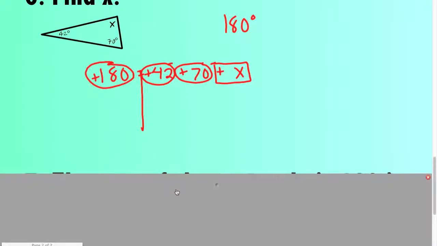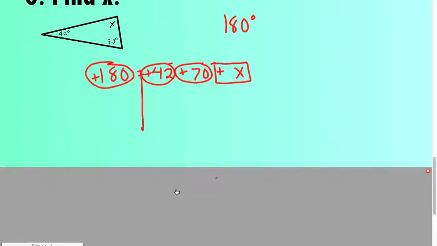Okay, so if I were to extend my line a little longer. There we go. So we can combine these first before we even start. So we have 42 plus 70, which is 112. And then we're going to bring down our x and bring down our 180.